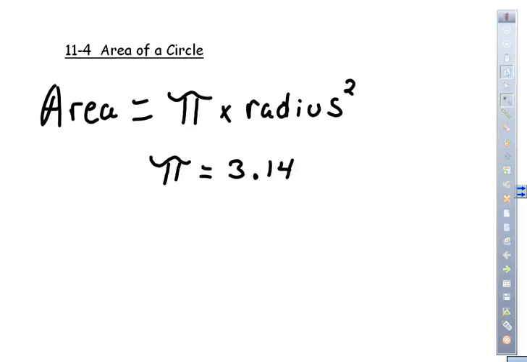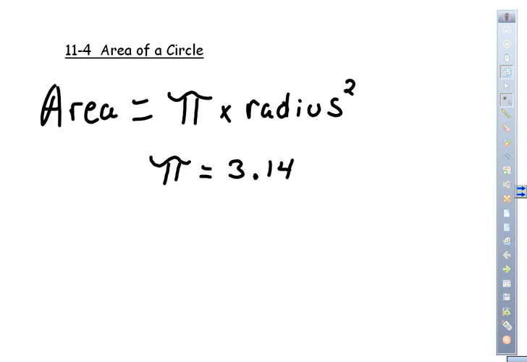Good evening. It's 11-4, area of a circle is what we're going to work on today. We've already done circumference of a circle, and it's similar. The only difference is that it's not the outside of the circle that we're measuring, the perimeter. Area, again, is the inside, the surface area. How many square units of measurement would cover that entire surface?